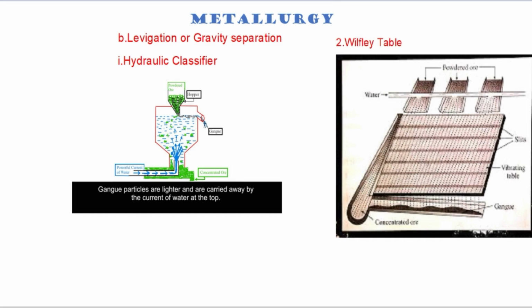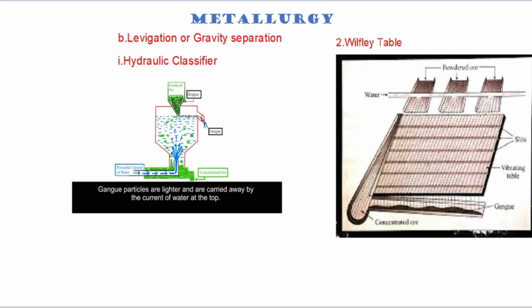The second one is the Wilfley table. It is a wooden table having a slanting floor. On this slanting floor, long wooden strips are attached, and these wooden strips are called cleats or riffles.